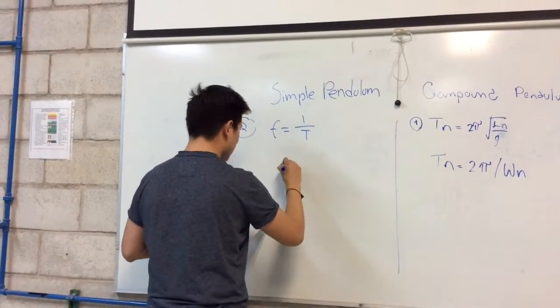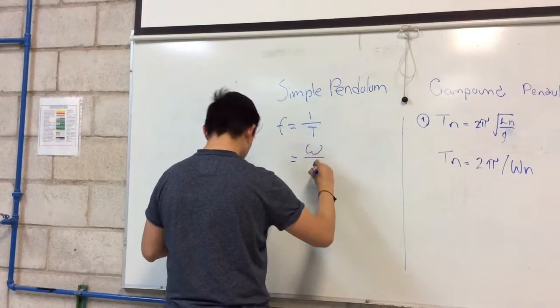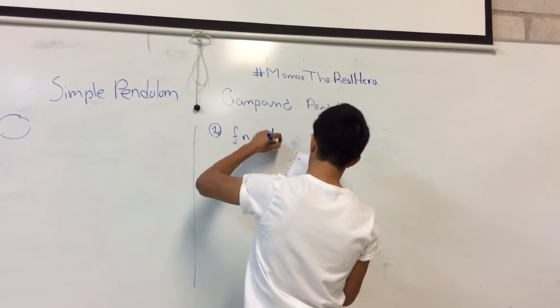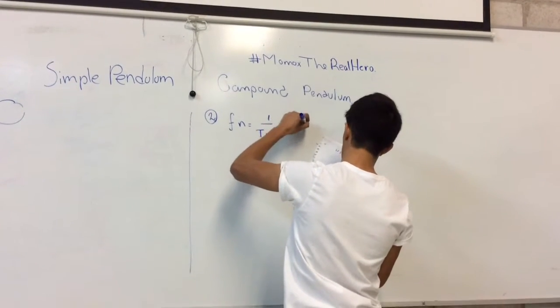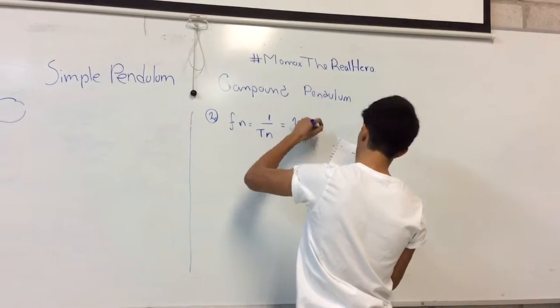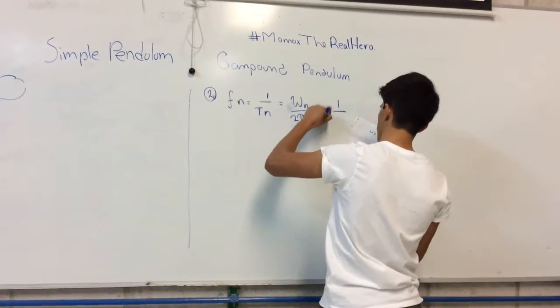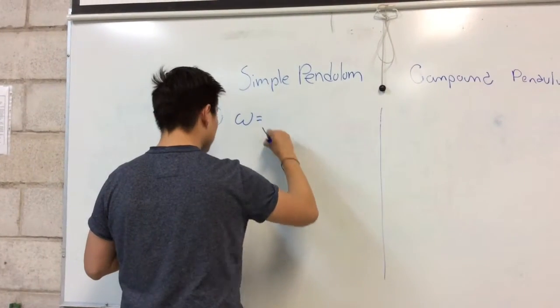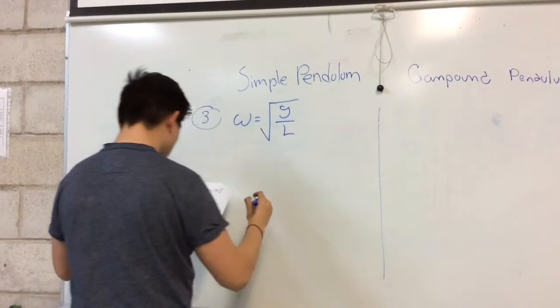For the frequency formula, we use f of n, which results as 1 divided by T divided by n. This is because the period must be divided by the number of the pendulum, because the string length is shorter every time.